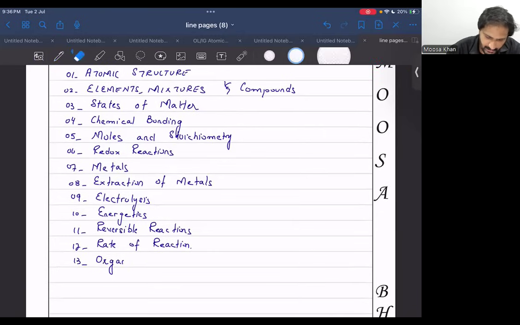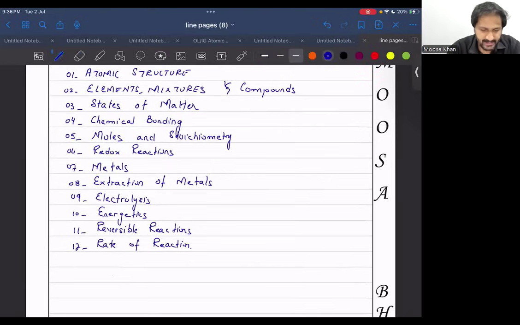Achha, before that I will see about the chapter acid, bases, and salts, because it is one of the lengthiest topics. So most probably after moles and stoichiometry or after redox reaction, I'm gonna teach you acid, bases, and salts. Okay, it depends on our class speed and how your test marks are going.